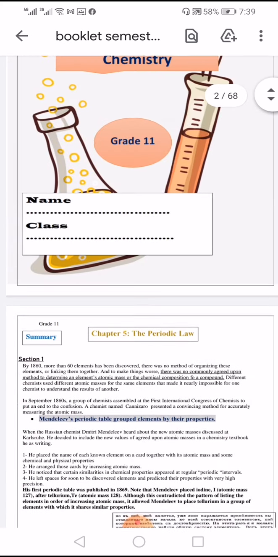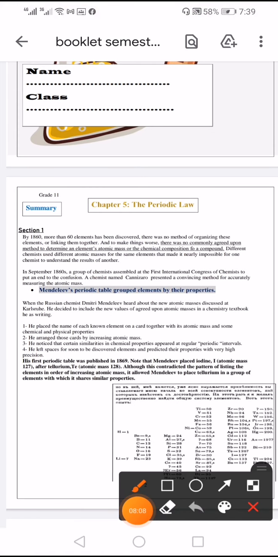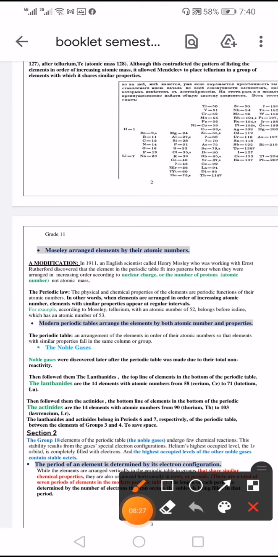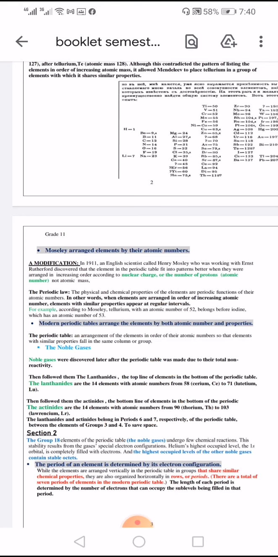So again, first the elements were arranged according to atomic mass, which was done by Mendeleev. Then came Moseley and Rutherford, who arranged elements according to nuclear charge, the number of protons, or atomic number, not atomic mass. The periodic law states that the physical and chemical properties of each element repeat periodically. In other words, when elements are arranged in order of increasing atomic number, elements with similar properties appear at regular intervals.